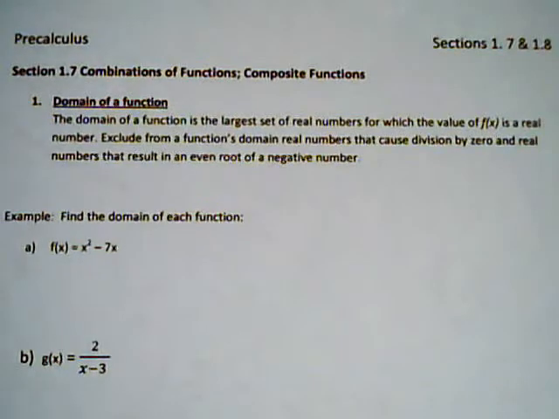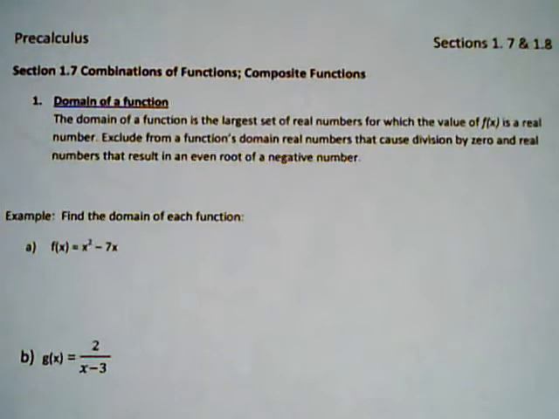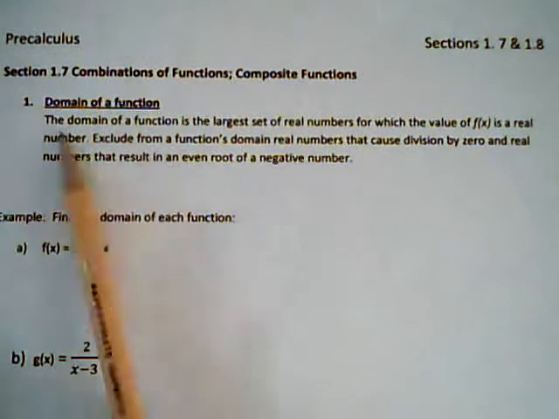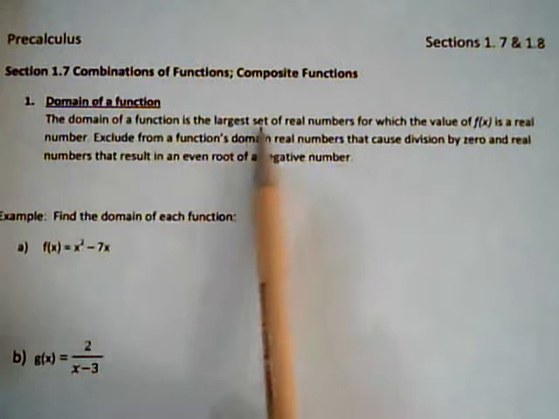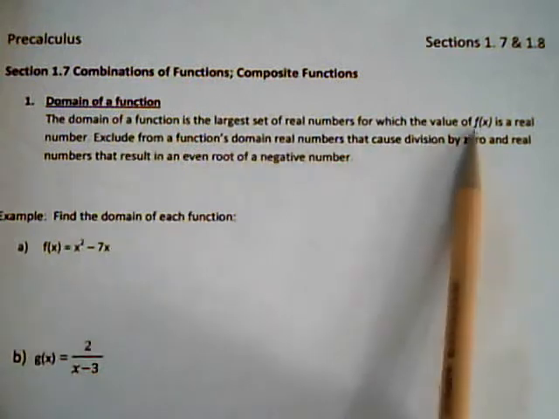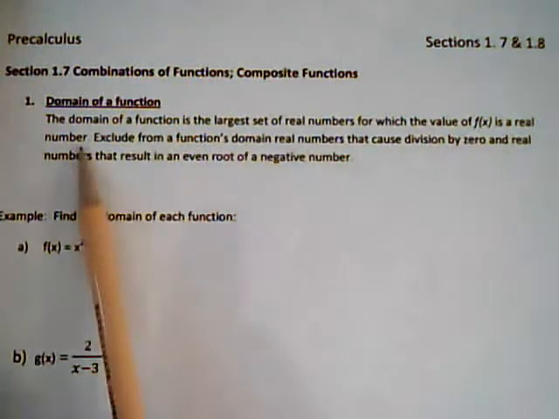Section 1.7, we're going to be talking about combinations of functions and composite functions. We're going to start out talking about the domain of a function. We've already said that the domain is the set of the x values that are associated with a relation. Here we say the domain of a function is the largest set of real numbers for which the value of f of x is a real number.